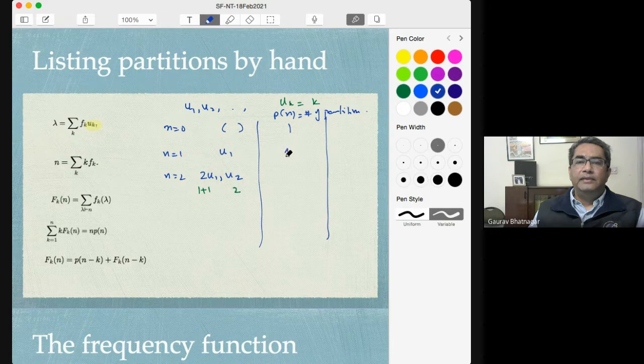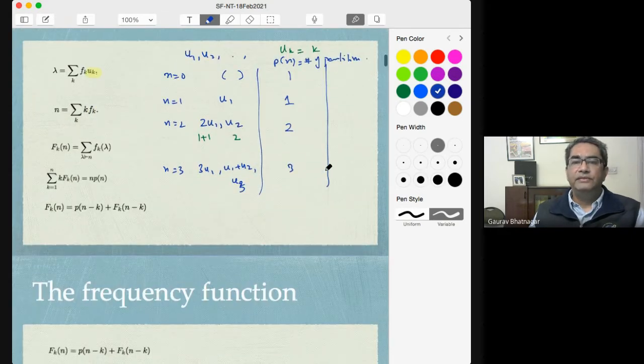And there's 1 here and there are 2 here. So when n equals 3, I take any partition of 2 and add U1 to it, and I'll get a partition of 3. So 3 U1, U1 plus U2. And then I add a U2, U3 as a partition. So there are 3 of these here.